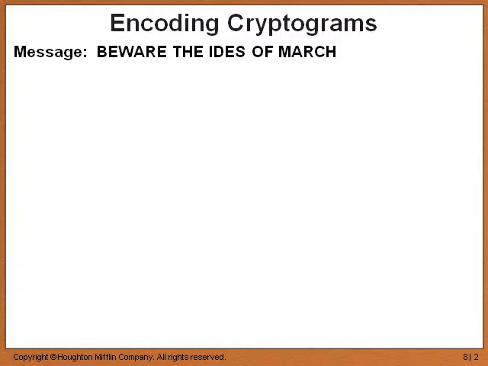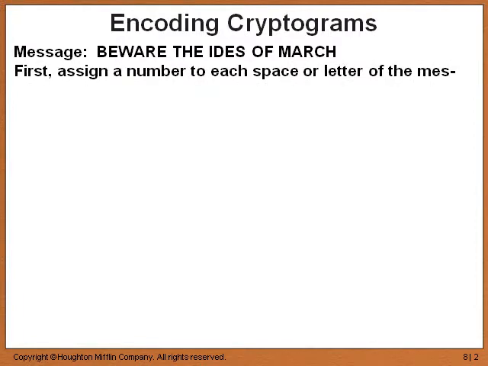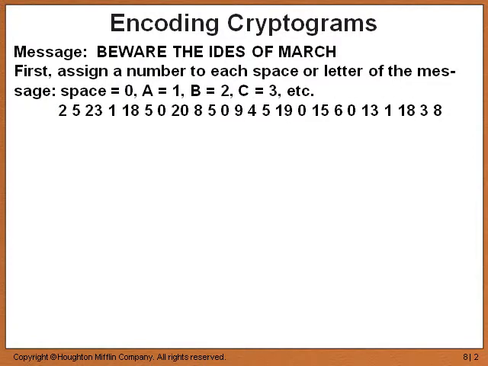All right, so the first step in encoding the cryptogram is to translate these letters and spaces into numbers. First, you assign a number to each space or letter of the message. Space equals 0, A equals 1, B equals 2, C equals 3, etc. Remember that this is only one method of cryptography. There are millions, literally millions. This is just a simple one to show you how matrices can be used for it.